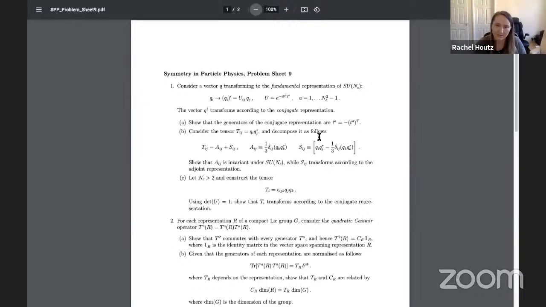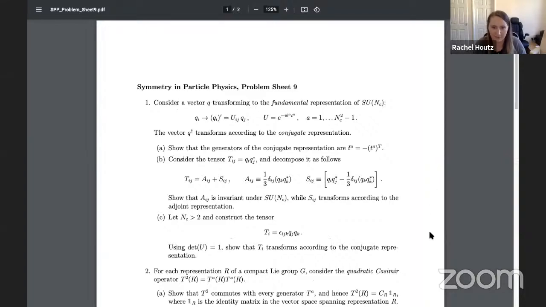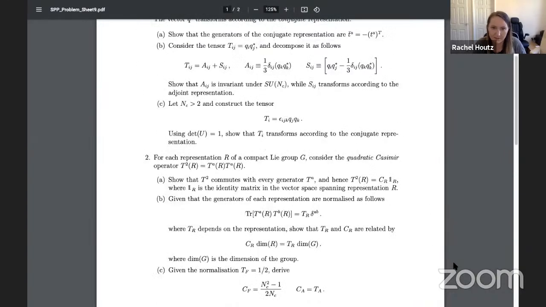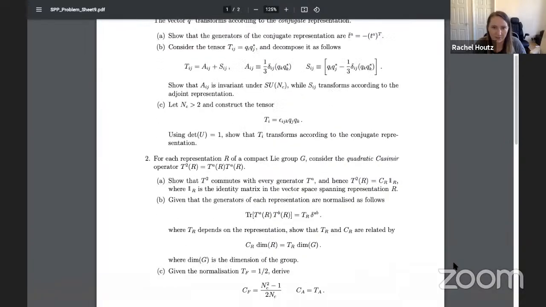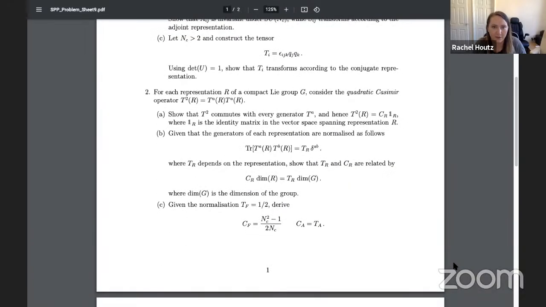Okay, so I'm going to actually skip the next two for now. I think they're really interesting, but for now I'm going to skip them, and maybe if we have time we'll go through to the end. But I want to make sure we cover everything. So now I'm going to go to question 2.